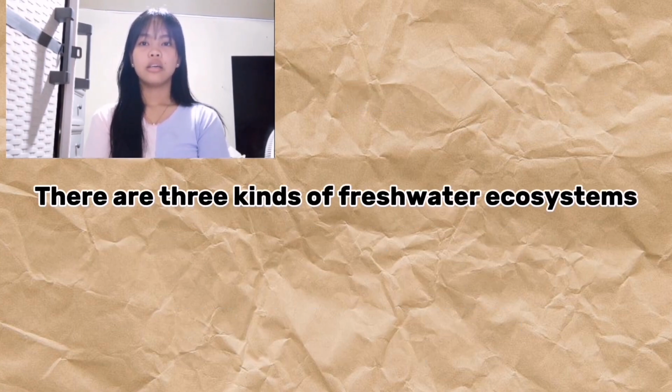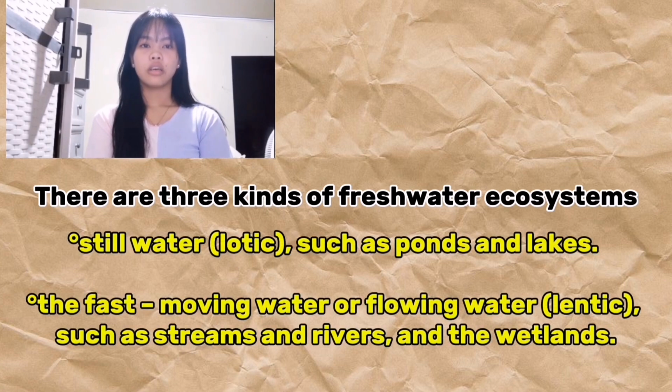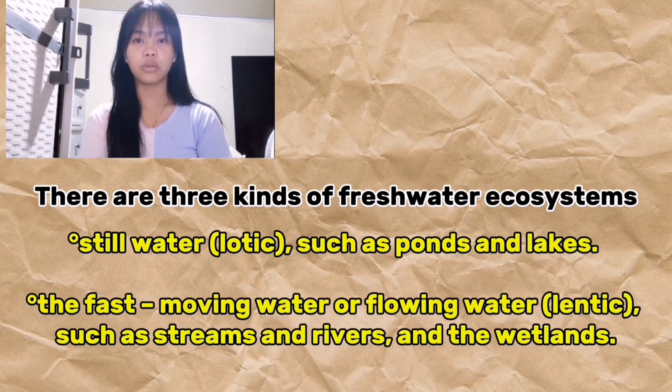There are three kinds of freshwater. We have the still water that we call lentic, as I mentioned earlier, such as ponds and lakes. The fast-moving or flowing waters are what we call lotic, such as streams and rivers, and the wetlands.